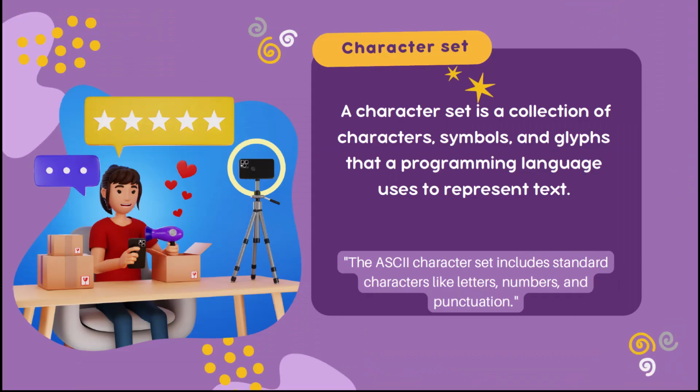Character set. A character set is a collection of characters, symbols, and glyphs that a programming language uses to represent text. Example: the ASCII character set includes standard characters like letters, numbers, and punctuation.